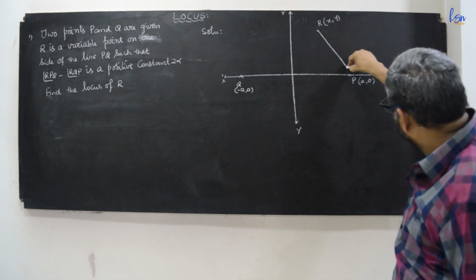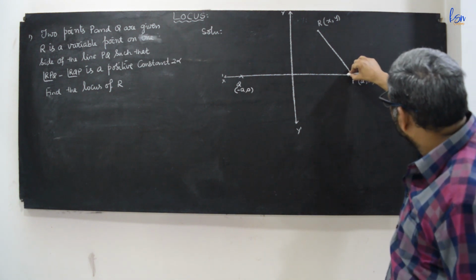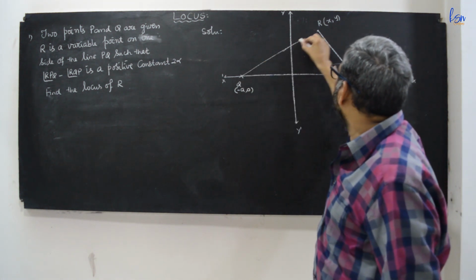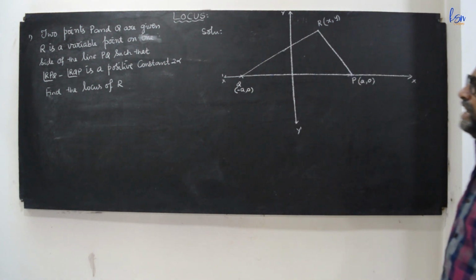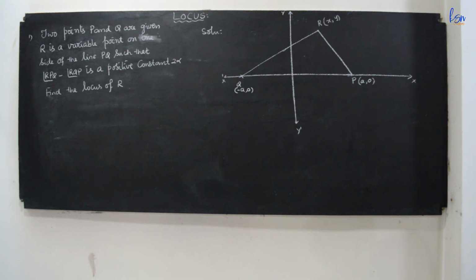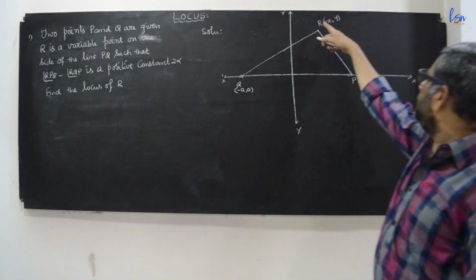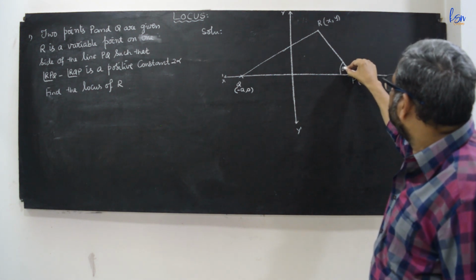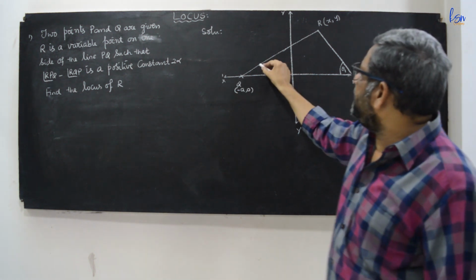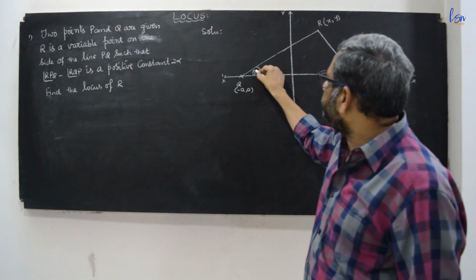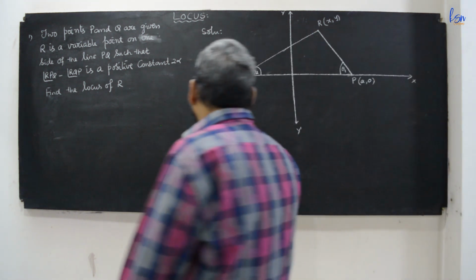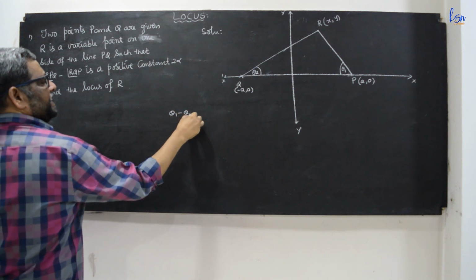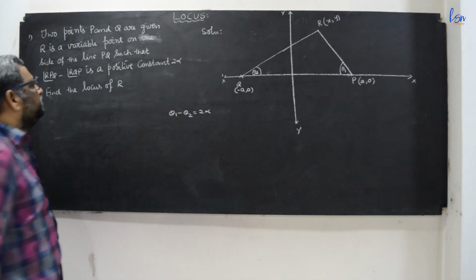Join RP and also RQ. Now it is given that angle RPQ minus angle RQP is a positive constant. Suppose angle RPQ is equal to theta 1, and angle RQP is theta 2. It is given that theta 1 minus theta 2 is equal to 2 alpha.